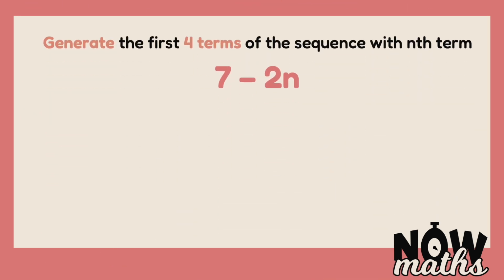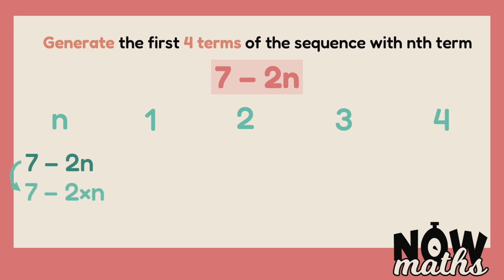Now let's have a look at the final and most difficult example in this video. So for this question, we're asked to generate the first 4 terms of the sequence with nth term 7 subtract 2n. If we're asked to generate the first 4 terms, we know that n needs to be 1, 2, 3 and 4. And the nth term we are given this time is 7 subtract 2n. Just like the previous couple of questions, this is an algebraic expression, and since the negative 2 and n are next to each other, it means that we need to multiply them.